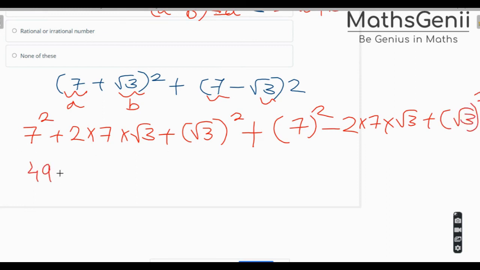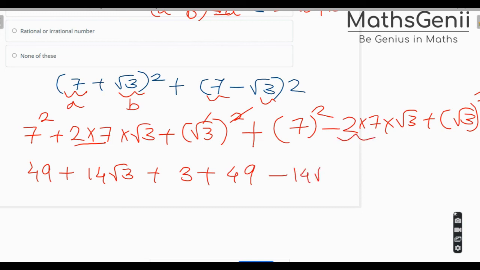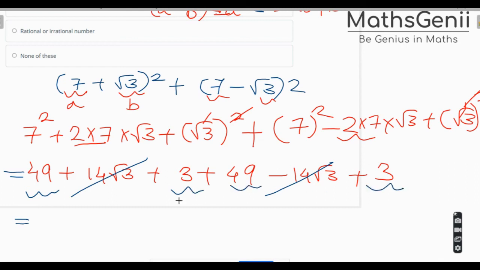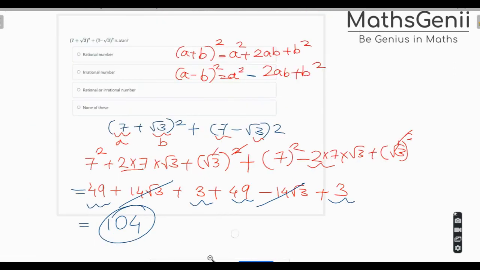7 square 49. 2 into 7, 14. 14 root 3. This square root and square gets cancelled. So 3 plus 7 square 49 minus 2 into 7, 14 root 3 plus this square root and square gets cancelled. So 3 is the remaining part. Now plus 14 root 3 and minus 14 root 3 gets cancelled. Now when you add all this, 49, 3, 49, 3, what do you get? 104. So your answer is 104.